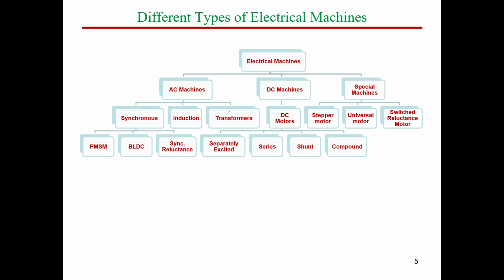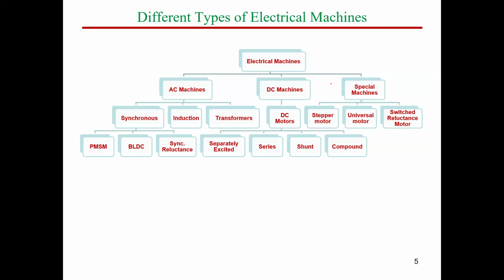Okay, so what are the types of electrical machines? The books classify electrical machines in different ways. This is one of the well-known classifications. So we have, for instance, AC machines, DC machines, and special machines. This classification is based on the supply.